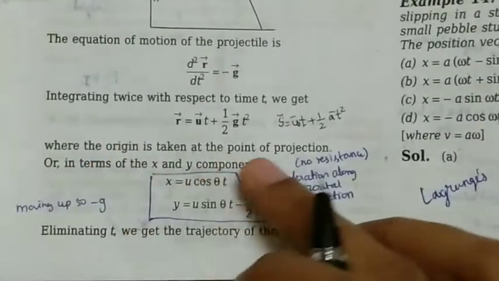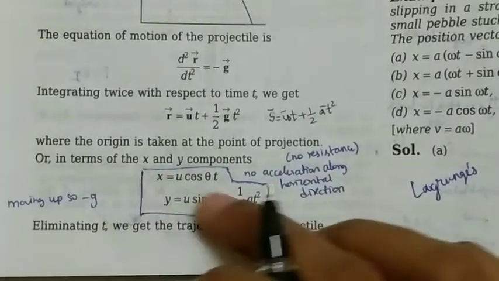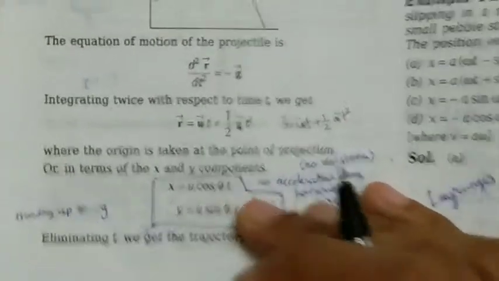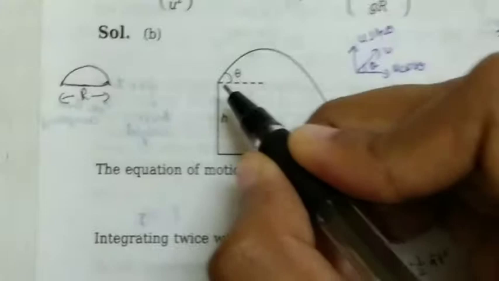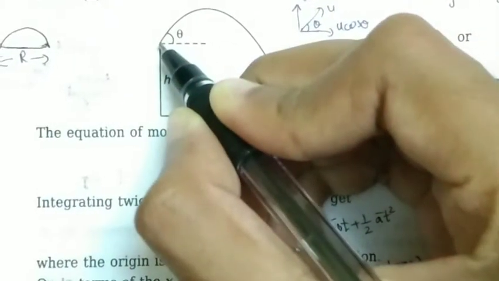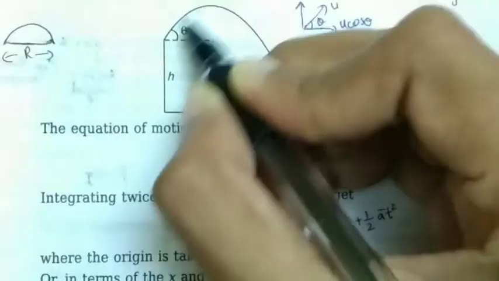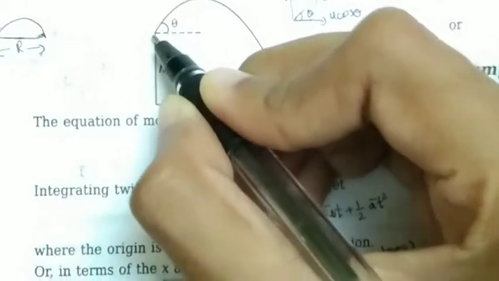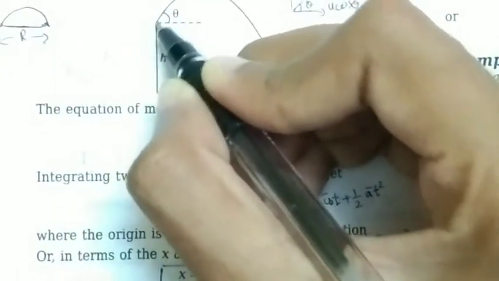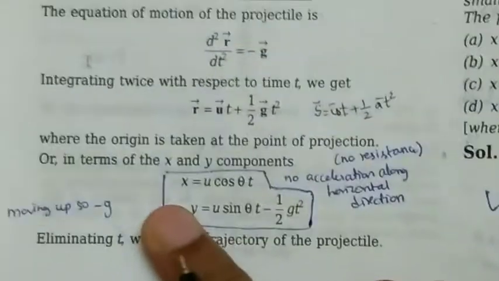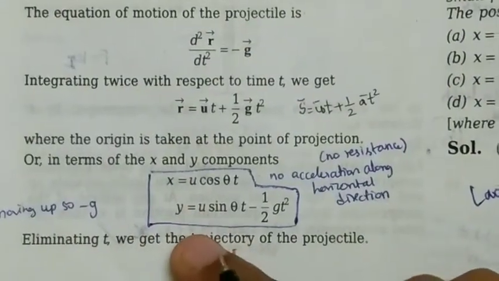Where the origin is kept at the point of projection, or in terms of x and y components. So here we need to keep the origin at the point of projection. This is the point of projection, from here we are projecting the ball. So we need to imagine the origin at this point. Or in terms of the x and y components.